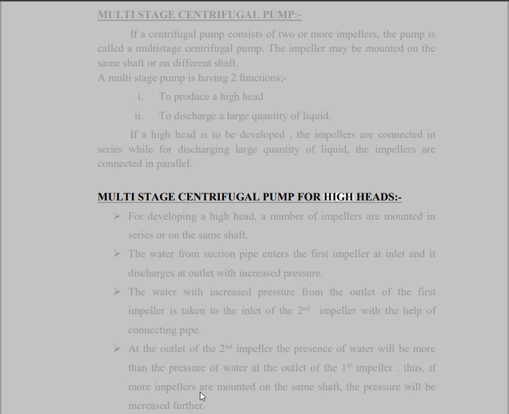Multi-stage centrifugal pump for high heads. For developing a high head, a number of impellers are mounted in series on the same shaft. The water from the suction pipe enters the first impeller at the inlet, and it discharges at the outlet with increased pressure. The water with increased pressure from the outlet of the first impeller is taken to the inlet of the second impeller with the help of a connecting pipe.